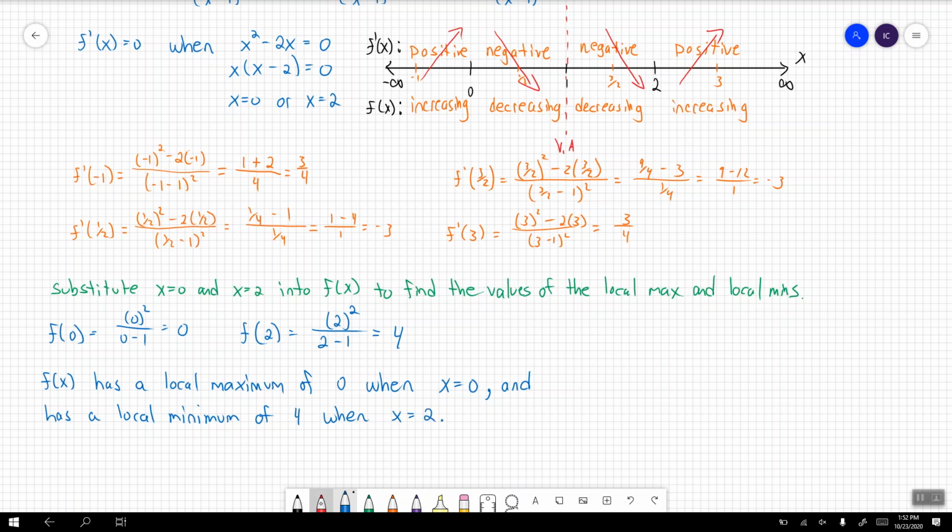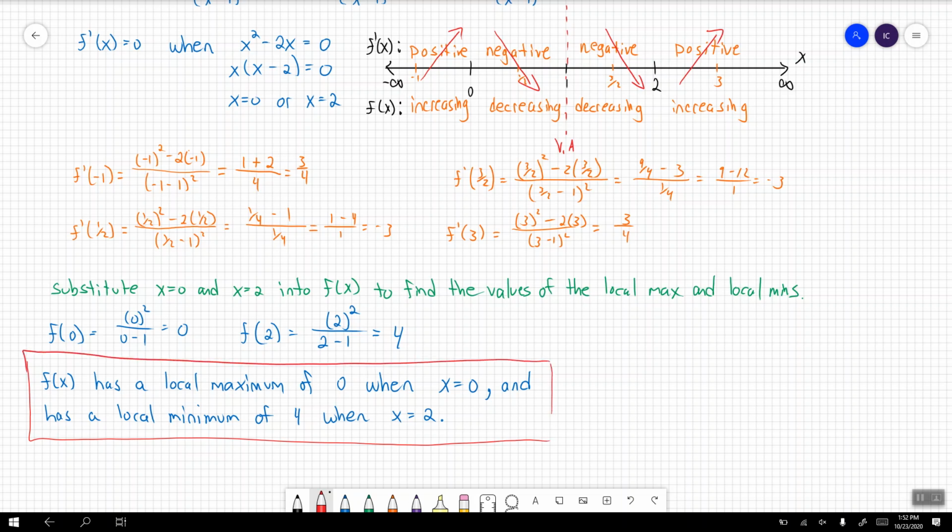Perfect. And this here, this labeling, is what I want to see. That is what I am looking for.